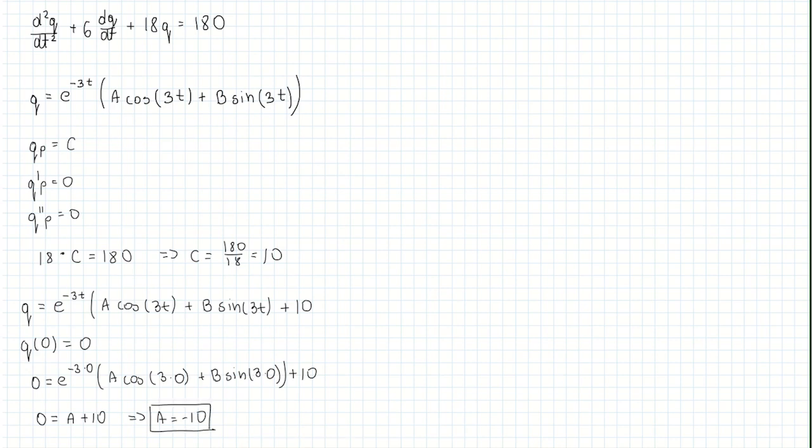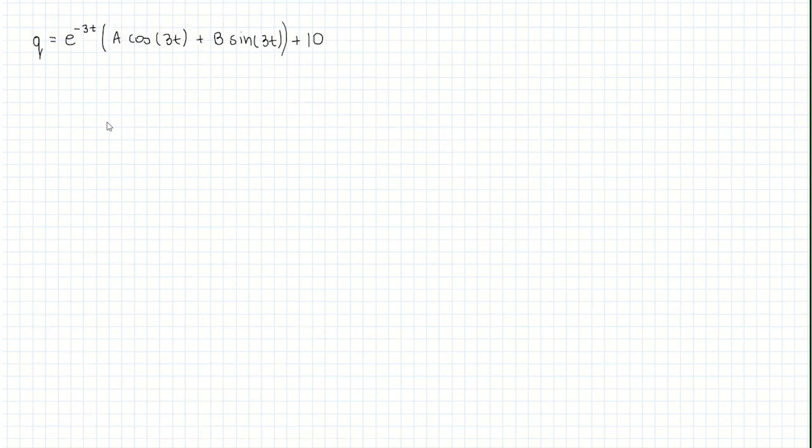To find the second constant b, we will be applying the second initial condition. Firstly, we need to find the first derivative of our function. The first derivative of our function will be equal to the derivative of e to the power minus 3t. I'm calling that part u. So the derivative of that is minus 3e to the power minus 3t, multiplied by the second function, I'm calling it v. So this is equal to a cos 3t plus b sine 3t.